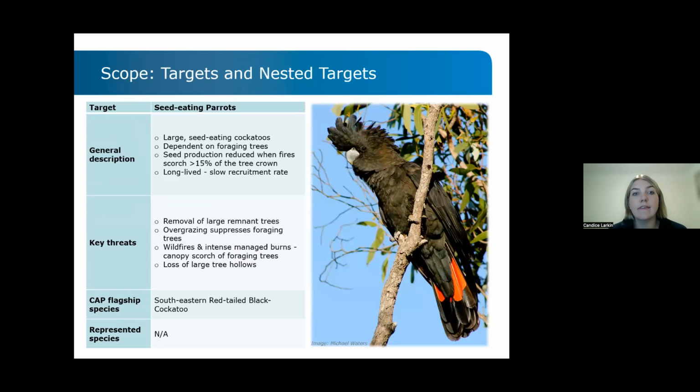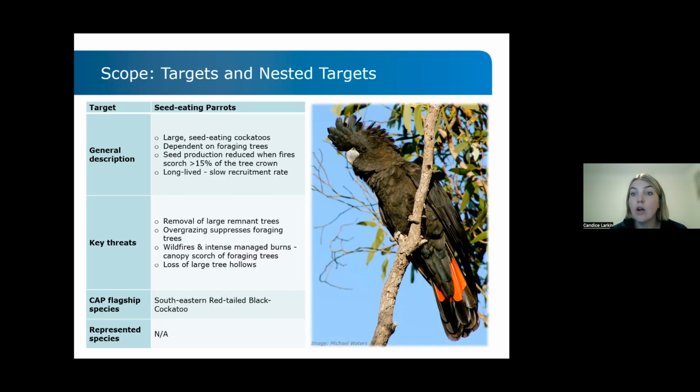Okay, our second last is the seed-eating parrots. So our key flagship species here is the red-tailed black cockatoo. Again, removal of key habitat trees for breeding is a huge reason for decline. There's also far less seed production after severe fires, which we obviously saw in 2019.